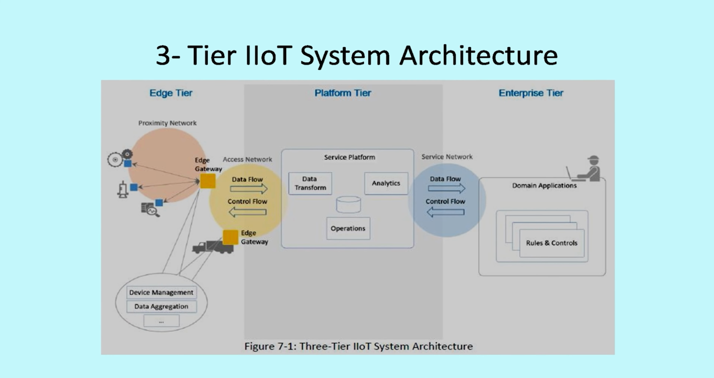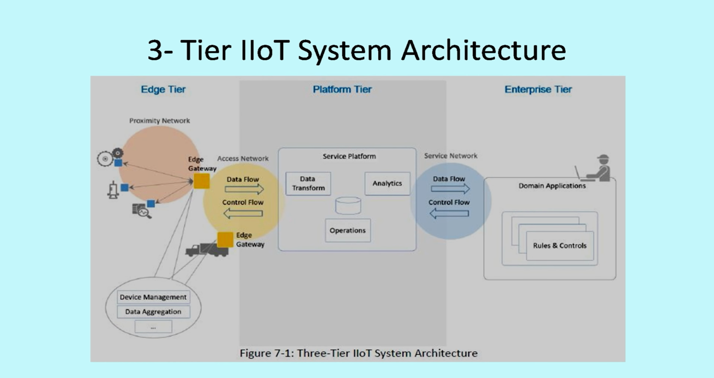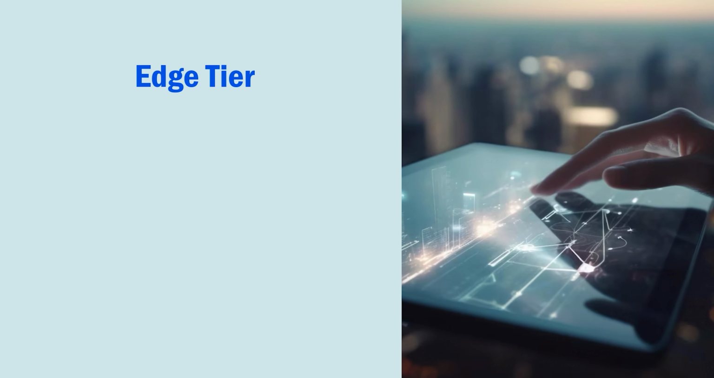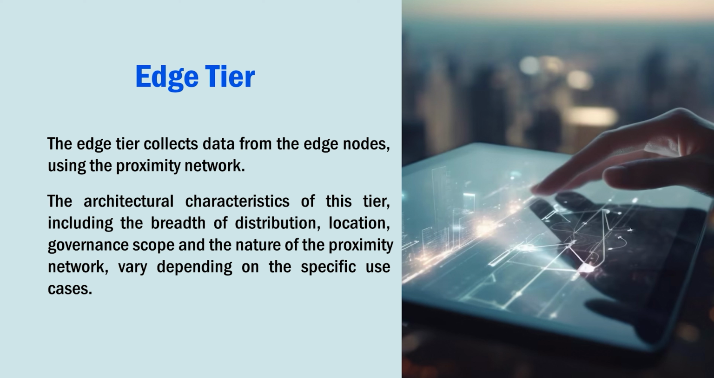This is the figure which talks about the 3-tier IIoT system architecture. One tier is the edge tier, the middle tier is the platform tier, and the third tier is the enterprise tier. The edge tier collects data from the edge nodes using the proximity network. The architectural characteristics of this tier include the breadth of distribution, location, governance scope, and the nature of the proximity network, which vary depending on the specific use cases.